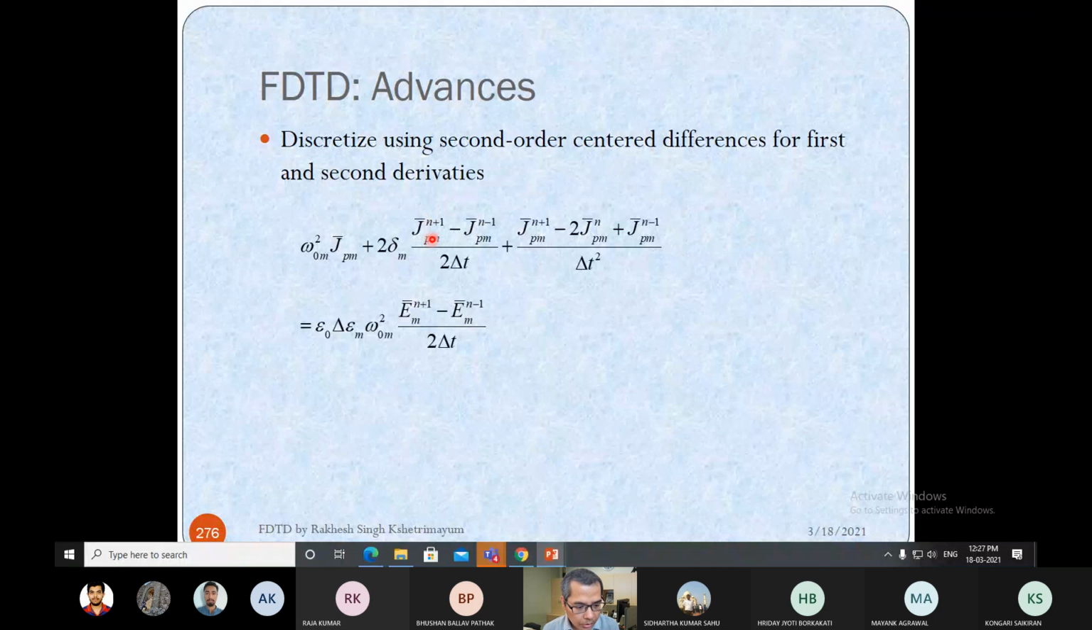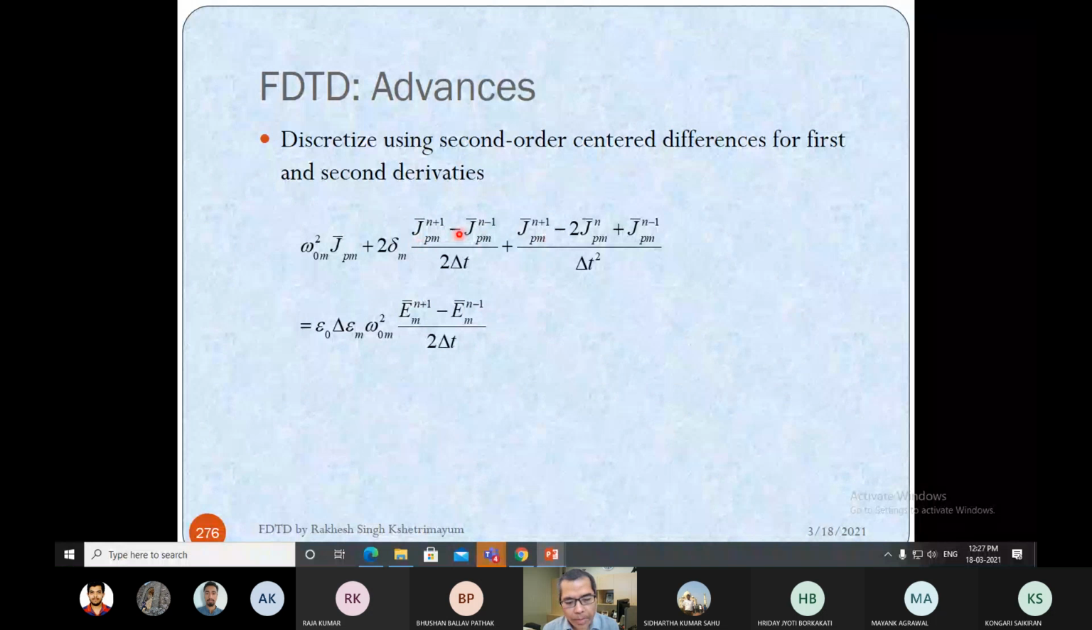Here also I'll use a second order centered finite difference. So instead of just doing JPM n plus 1 minus JPM n, I will do JPM n plus 1 minus JPM n minus 1 divided by 2 delta t. This is what it means. Here also I'll do EM at n plus 1 minus EM at n minus 1 by 2 delta t, just to make sure that these relations are comparable for analysis.